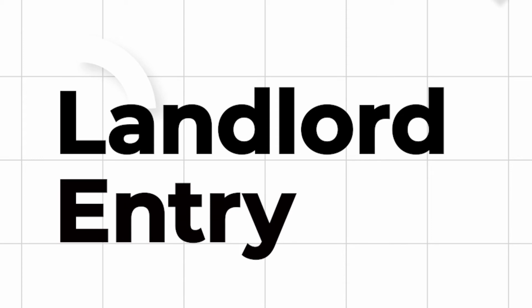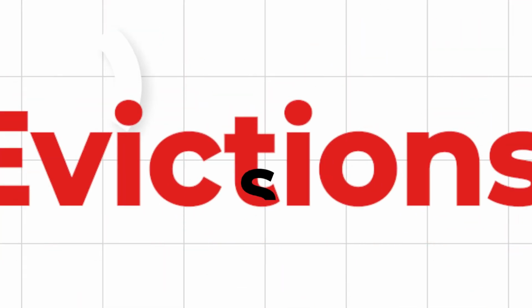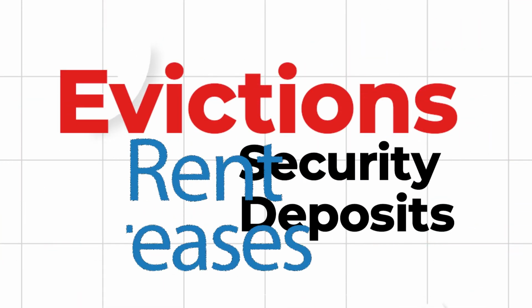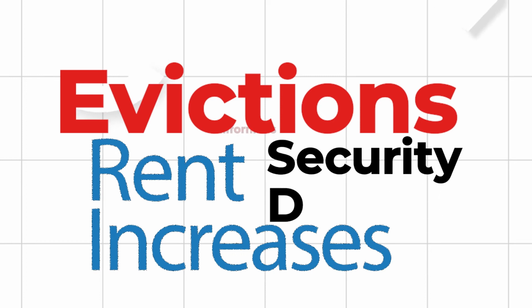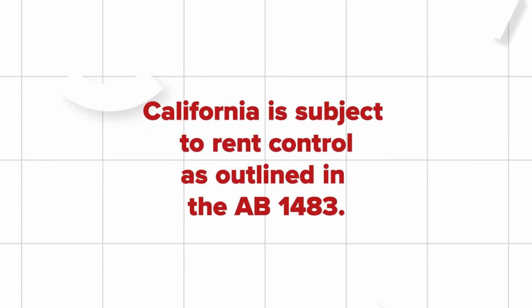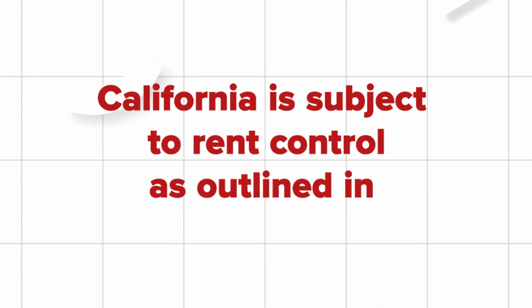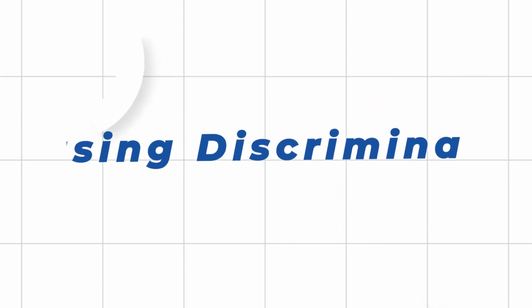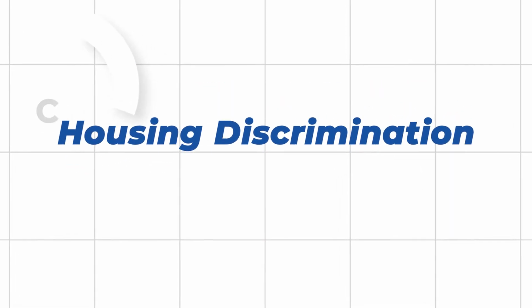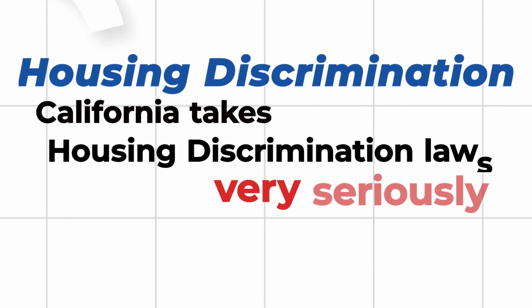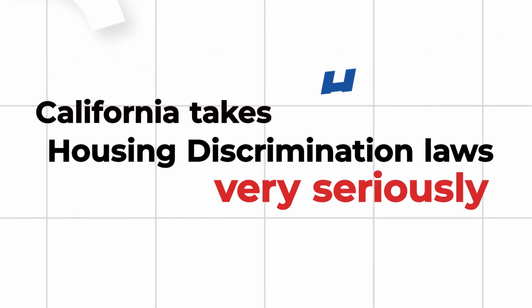They cover subjects such as landlord entry, evictions, security deposit, rent increases. California is subject to rent control as outlined in AB 1483. Housing discrimination. California takes housing discrimination laws very seriously, and so should every housing provider. We're not attorneys, and you should consult an actual attorney when seeking legal advice.